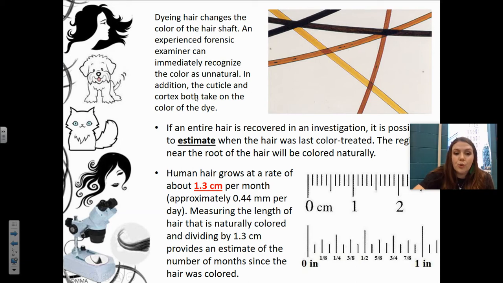In addition, the cuticle and cortex may take on the color of the dye. Normally the cuticle, which is the outside of the hair, should be transparent, should be clear. But if you've dyed it, it might stain your cuticle. So that would be kind of a bigger giveaway.